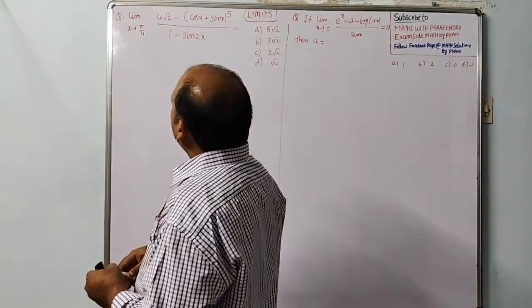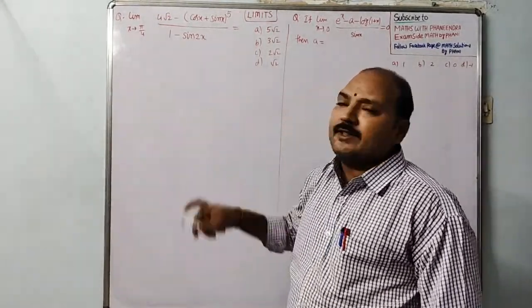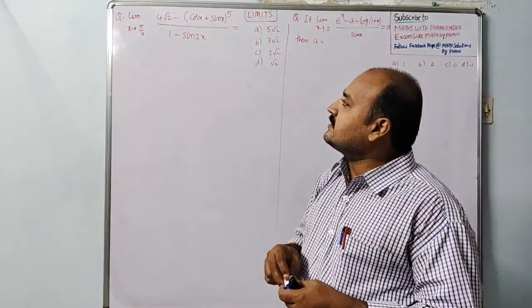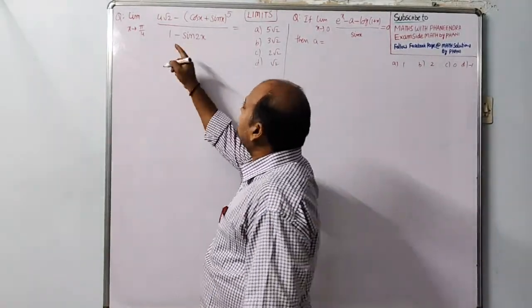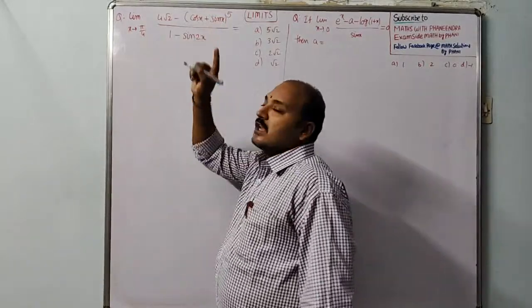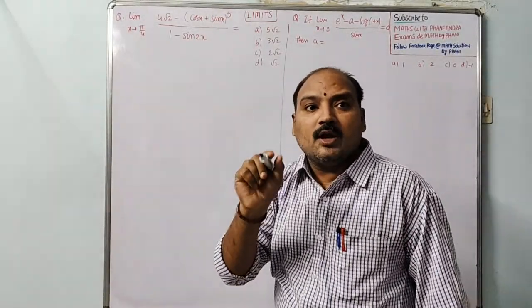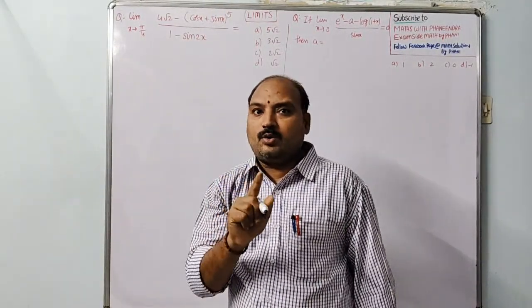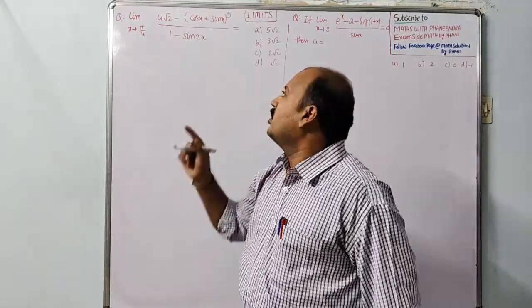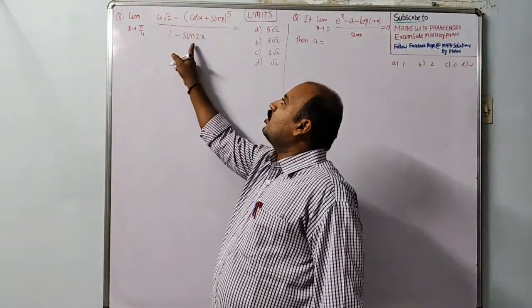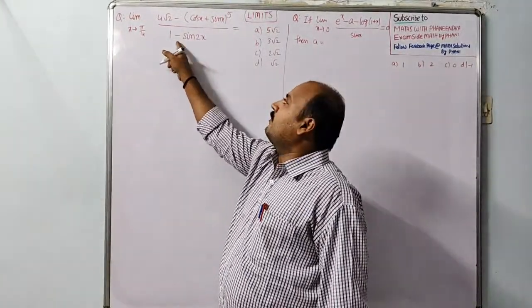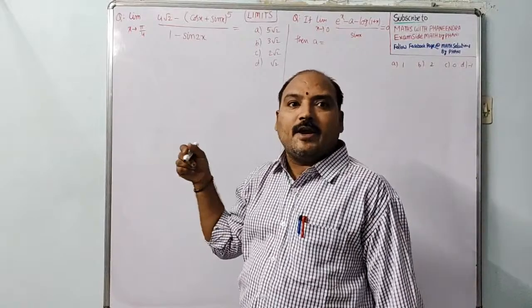See, x is equal to pi by 4, substitute directly in this. What happens? If you substitute x equal to pi by 4, 4 root 2. Cos pi by 4 plus sin pi by 4, both are 1 by root 2 only. 1 by root 2 plus 1 by root 2, 2 by root 2. It will be root 2, no? Root 2 whole power 5 is 4 root 2 only, no? So 4 root 2 minus 4 root 2, 0. Here, sin pi by 2 value is 1. 1 minus 1, 0. 0 by 0 means indeterminate form.